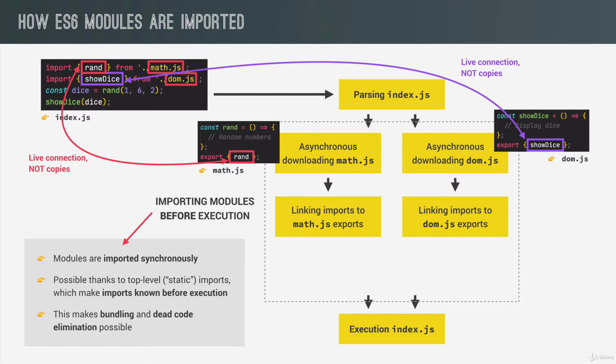And this export is then connected to the rent import in the index.js module. And this connection is actually a live connection. So exported values are not copied to imports. Instead, the import is basically just a reference to the exported value. So like a pointer. So when the value changes in the exporting module, then the same value also changes in the importing module. And this is quite important to understand because it's unique to ES6 modules. Other module systems do not work like this, but JavaScript modules do. And so you need to keep that in mind.